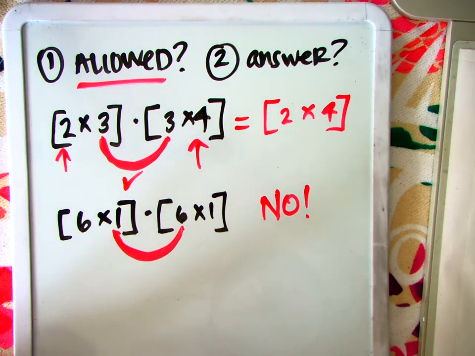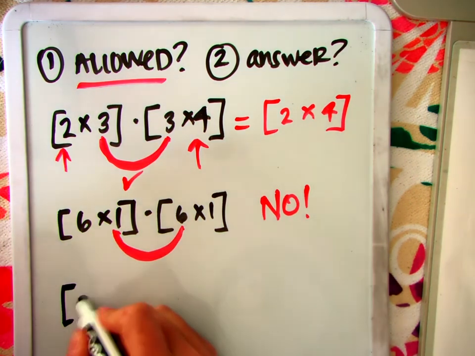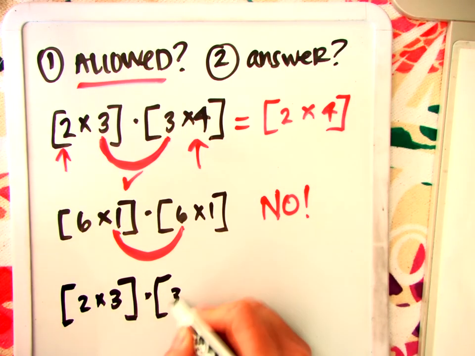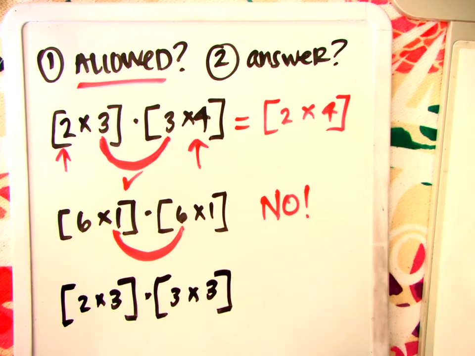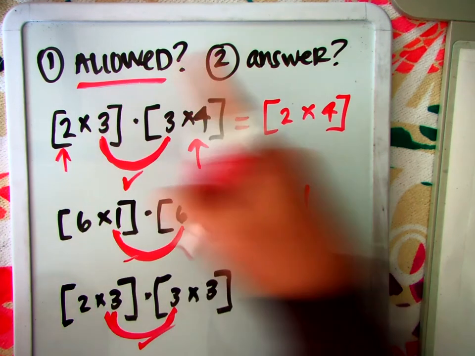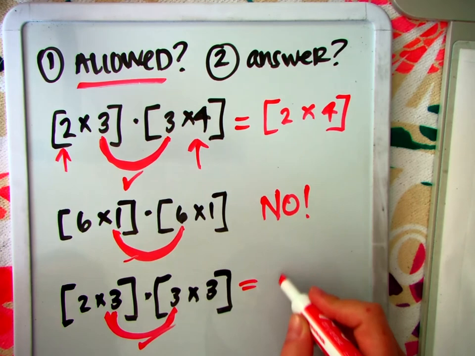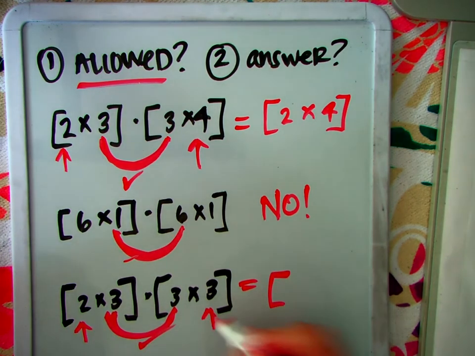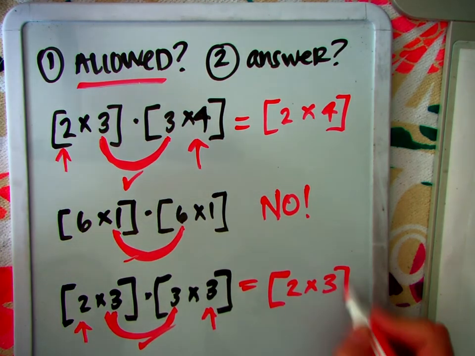All right, let's try another one. What about a 2 by 3 matrix? What if I wanted to multiply it by a 3 by 3 matrix? Am I allowed to multiply these? Again, I look at this and this. The columns of the first, the rows of the second, these are the same. So yes, we are allowed to multiply. What are the dimensions of our answer? We look at the outside numbers. Our answer would be a 2 by 3 matrix.